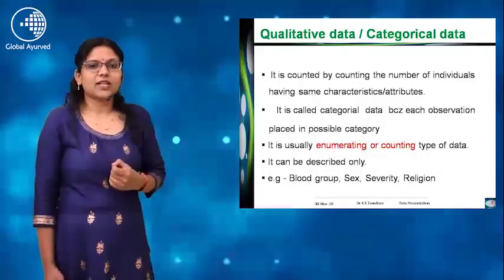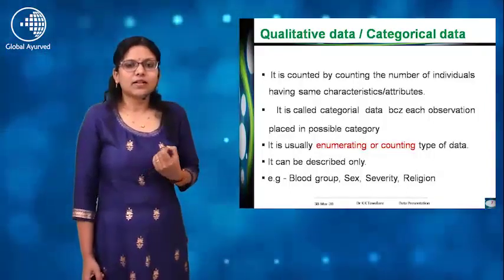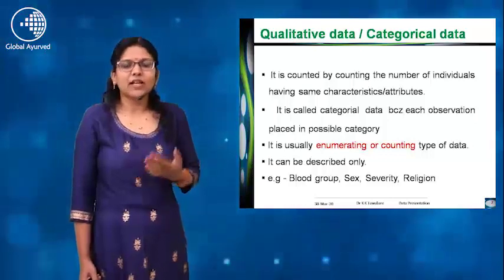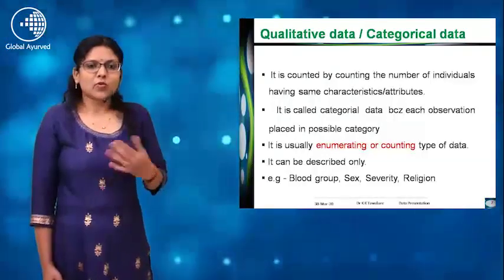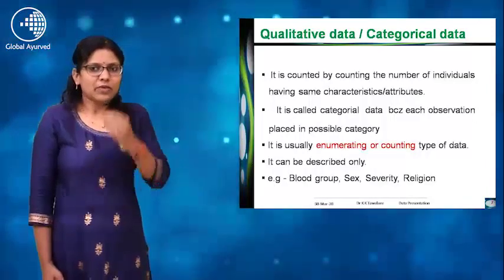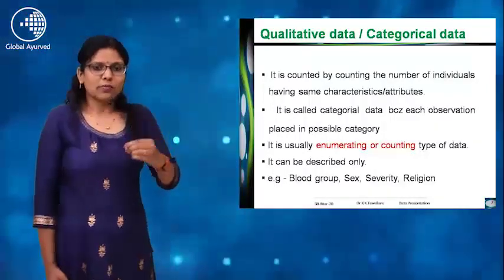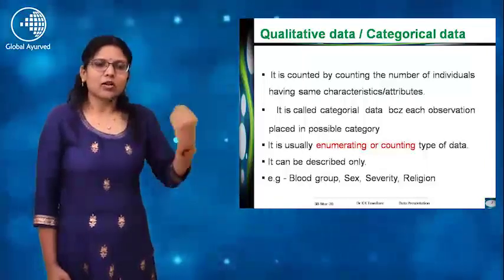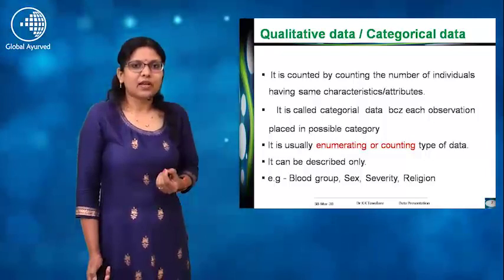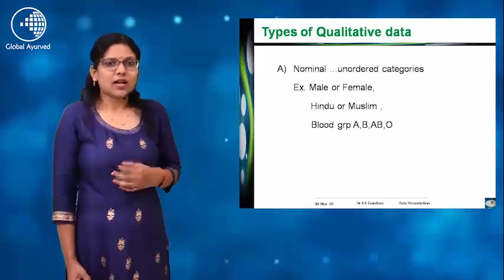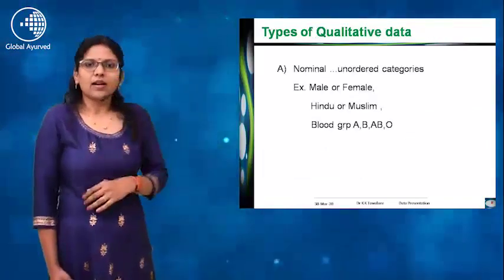For example, we take the blood group, sex, severity of pain, religion. We can say that for 50 students of this class we have to count the blood group. Each student falls into blood group A, B or O. Such type of data is called the qualitative type of data. The types of qualitative data are nominal, ordinal and dichotomous.